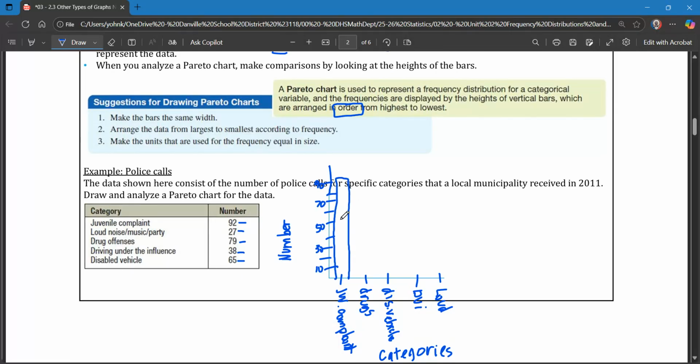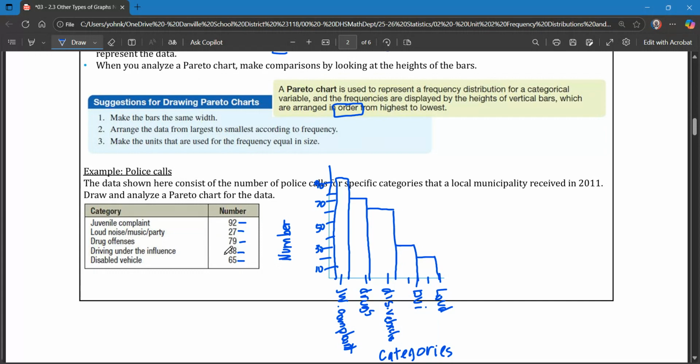And then drugs is at 79, so we're going to find and approximate 79. And notice that they connect to each other. The next one is 65, so we're talking right about here. And the next one is 38, so right about here. We kind of got off a little bit, but and then the last one is 27. So if it doesn't work, you make it work.